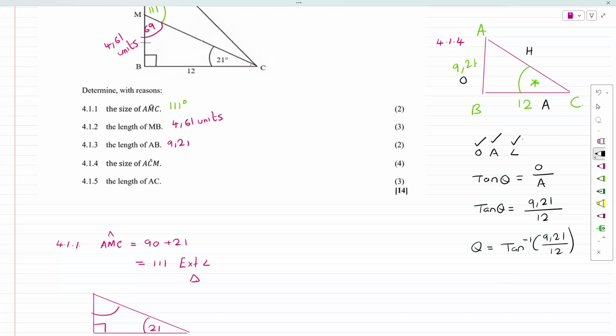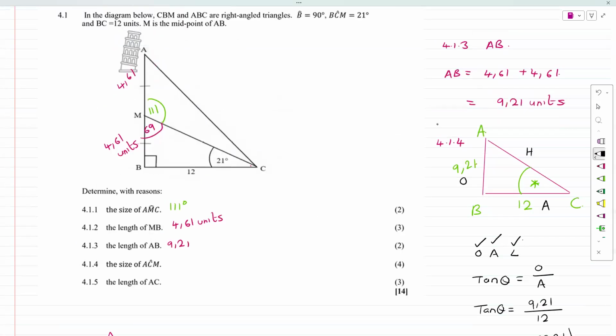Let me just calculate this quickly. Shift tan 9.21 over 12, and that should equal 37.51 degrees. Now, guys, I'd like you to understand that this entire angle equals 37.51. Now, the question wanted ACM. They only wanted this tiny part. For us to get this tiny part, it's quite simple, because all we have to do is 37.51 minus 21.